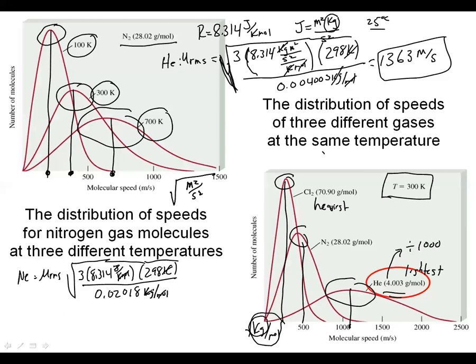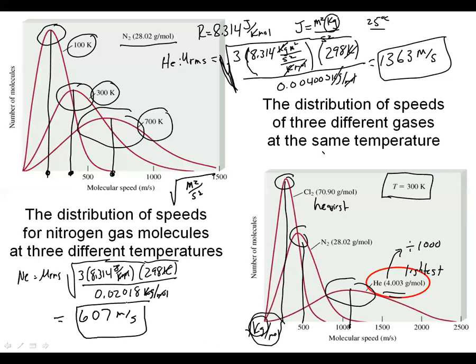And if we take the square root of that, we will end up with 607 meters per second. That is how fast neon is basically flying around. Any question on those calculations?